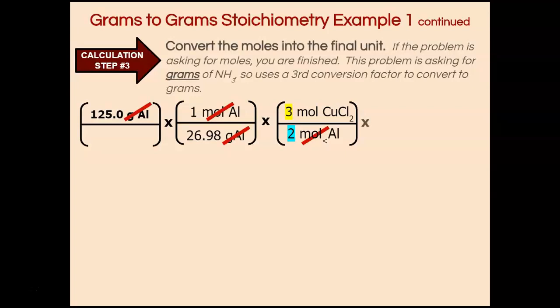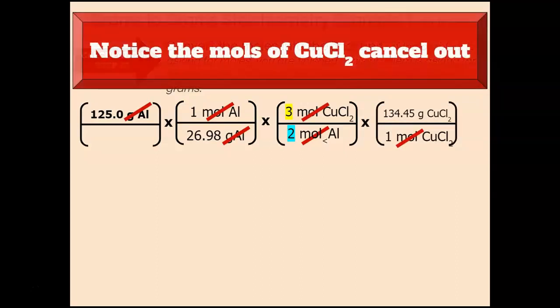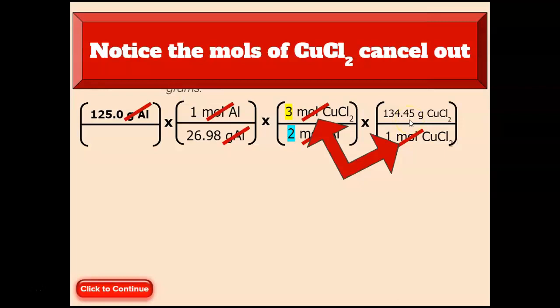So, moles of copper chloride go on bottom to cancel, and 134.45 grams of copper 2 chloride go on top. This is the molar mass of copper 2 chloride from your periodic table. If you add the mass of 1 copper and 2 chlorine, it equals 134.45.